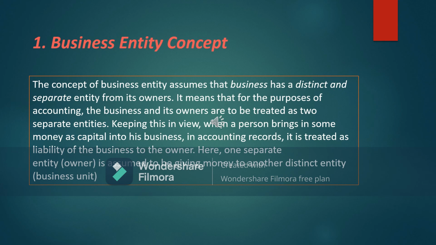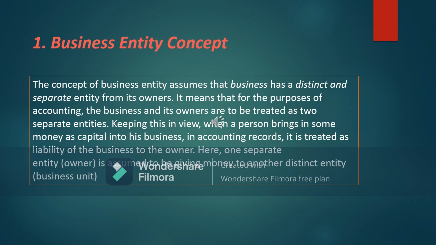Number 1 is the business entity concept. We have earlier studied that the business has a different entity and the owner has a different entity. So this is based on that concept. The concept of business entity assumes that the business has a distinct and separate entity from its owners, who are introducing the money, and the business which they are running is a different entity.